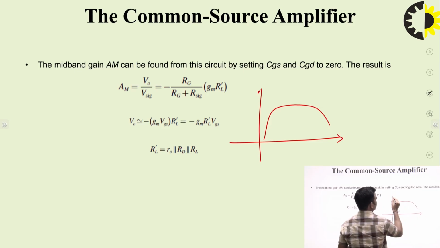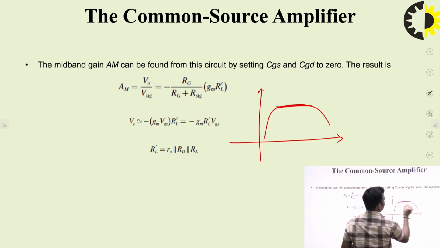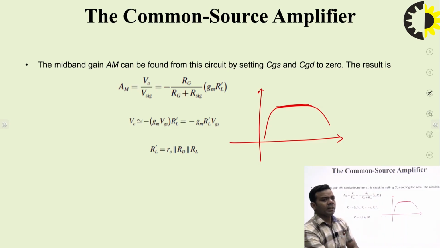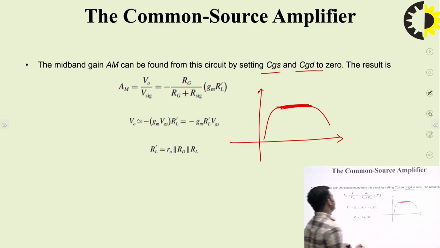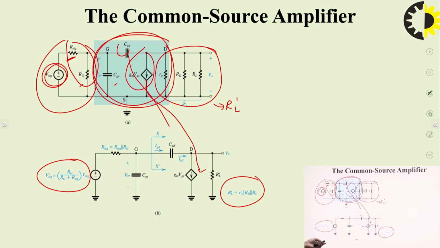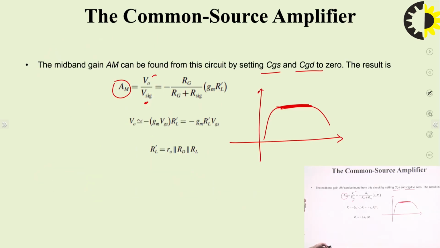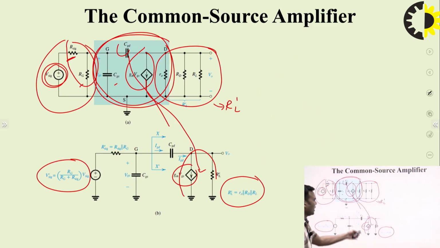From the frequency response, in the midband the gain is almost constant and independent of the capacitor value, because CGS and CGD can be considered as 0. So midband gain will be AM, which is equal to V naught upon V signal. And if I explain from here, the output voltage is GM VGS multiplied by this RL dash, because this current is flowing through this resistor, and a negative sign is obtained because current is flowing like this and we are finding V naught like this.